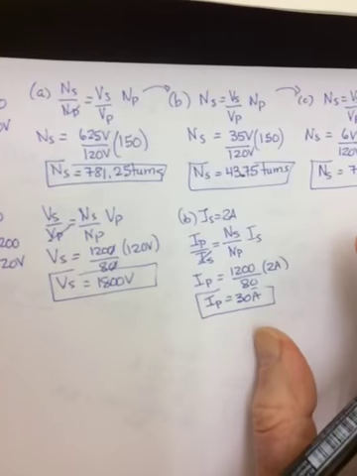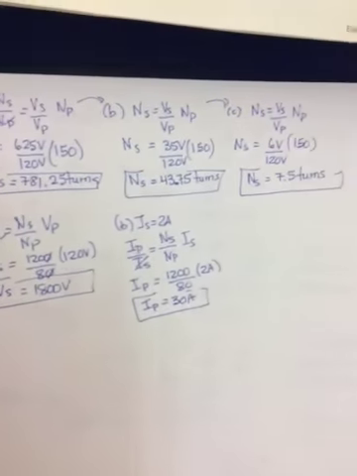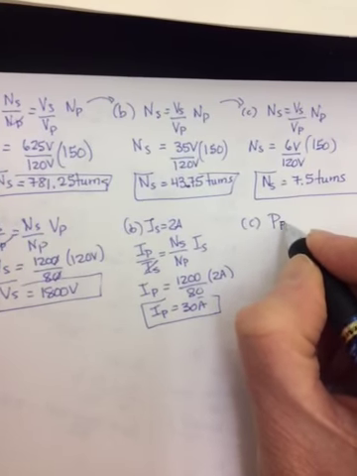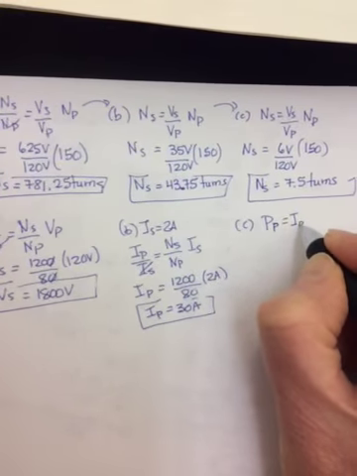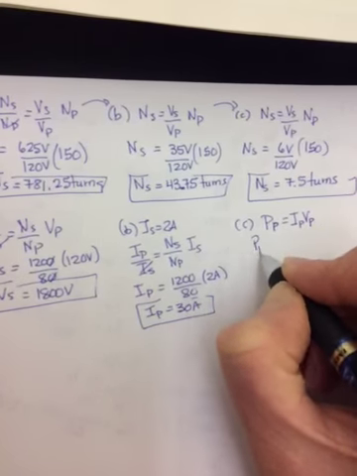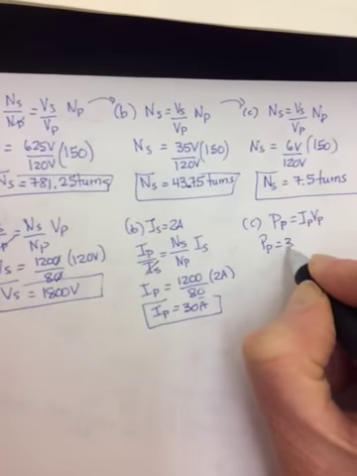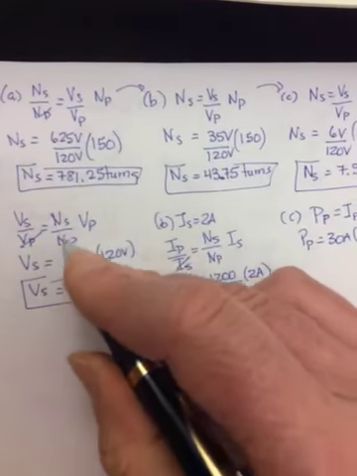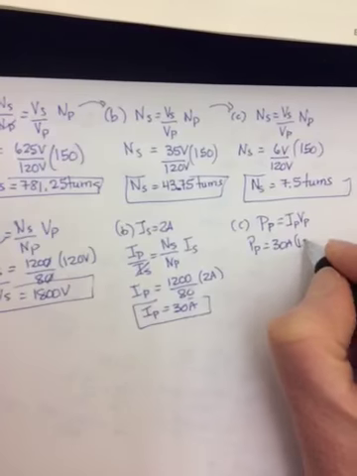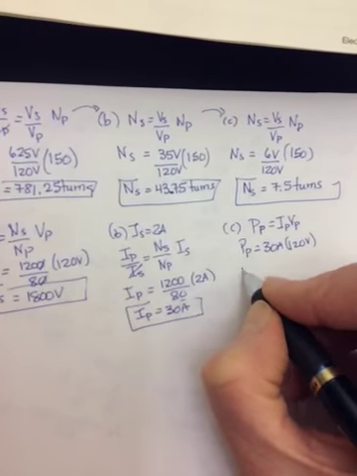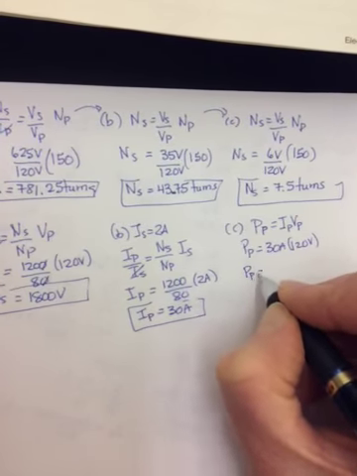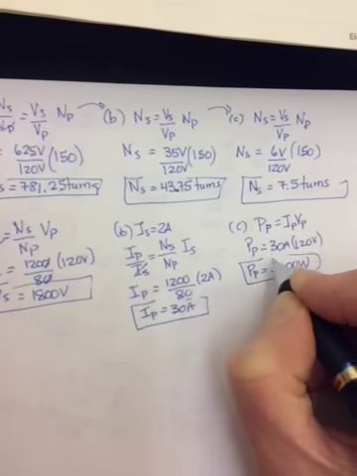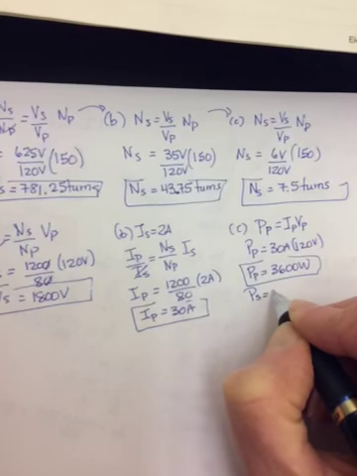And there's a part C. What is the power output and input? So it's asking for power in the primary. Power is IV. So power in the primary, the current in the primary, 30 amps. Voltage in the primary was 120 volts. So it should be 36 with 2 zeros, 3600 watts.